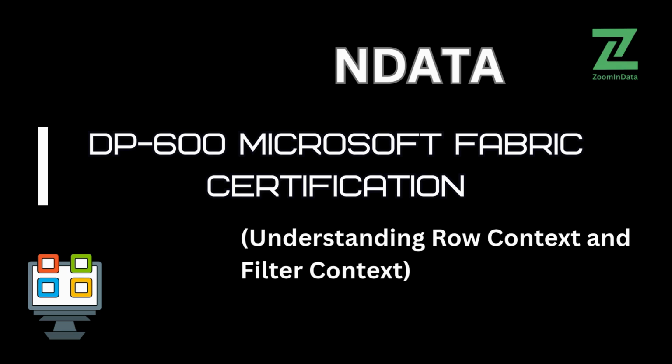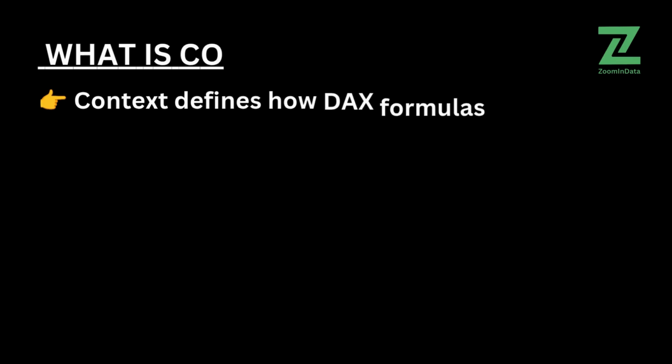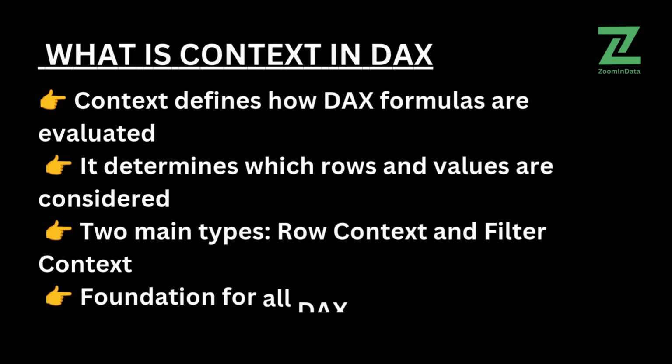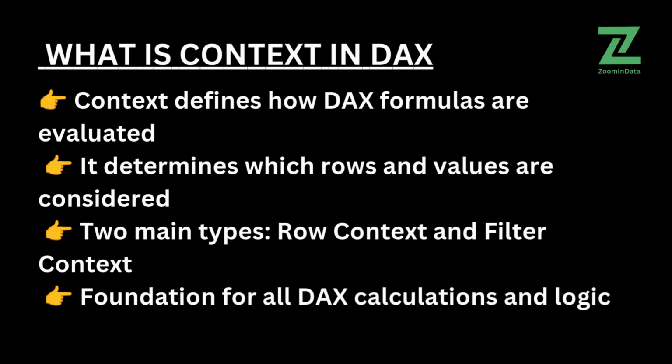In DAX, context refers to the environment in which a formula is evaluated and determines which data is included in the calculation. It controls how results are produced based on the available data. There are two primary types of context in DAX: row context and filter context. These concepts form the foundation of all DAX calculations and are essential for building accurate and reliable analytical models.